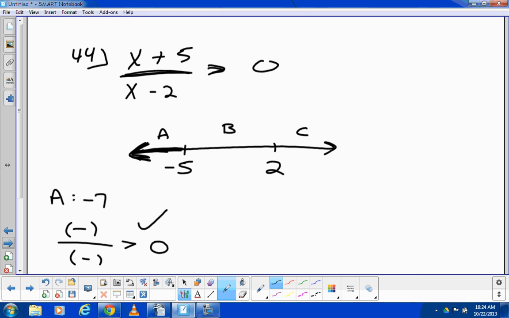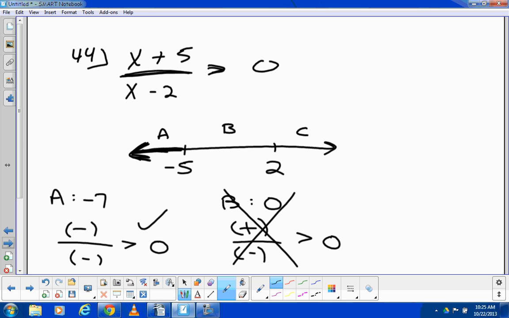Okay, now let's go to interval B. All right, so what would be a number that falls in interval B here? 0. Yeah, 0 would work. There's lots of numbers in between, any number between -5 and 2. 0 is certainly an easy number to put in. Now, y'all put 0 into the numerator. Would it be positive or negative? Positive. Okay. What about in the denominator? Negative. Okay, now, a positive divided by negative would be a negative. Now, is a negative greater than 0? No. So, interval B, you are not a solution. Okay, so I'm not going to shade in interval B.